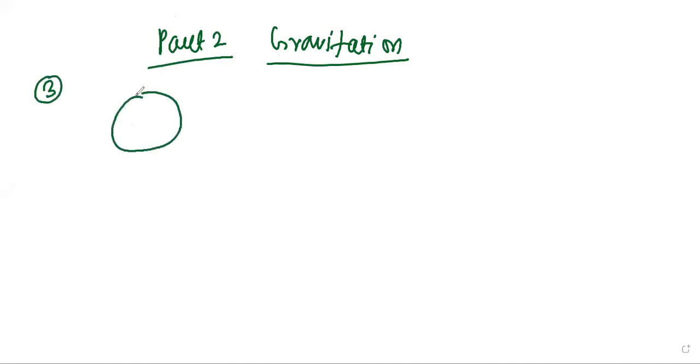So this is the Earth. A body is lying over it. So its weight is given, that is 72 Newton. Right. So what is the gravitational force on it at a height h? So you have to find the gravitational force at height h. Right. Height is equal to half of the radius. So h is given as R by 2.